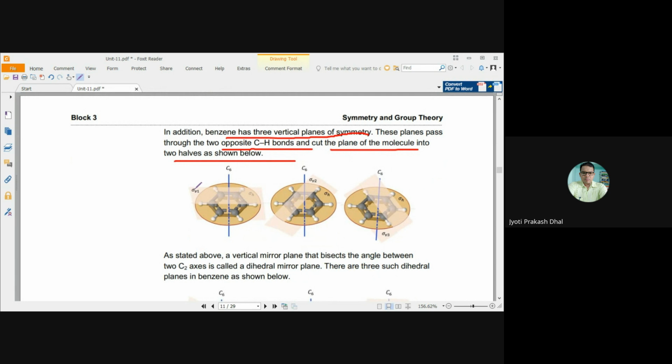So this is the first vertical plane of symmetry, and this is the second vertical plane of symmetry. Apart from the horizontal plane of symmetry, the benzene molecule contains three vertical planes of symmetry.